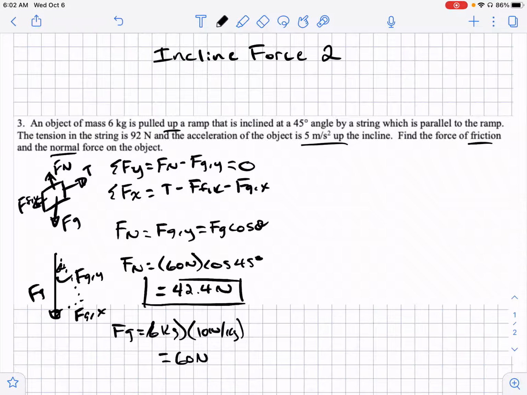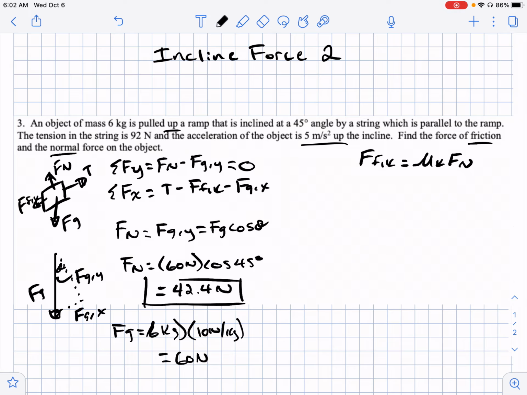And then we also need to find friction. So when you see that and it's asking you to calculate friction, one of the first thoughts that might come to mind is we have an equation for friction, right? So remember the kinetic friction is equal to the coefficient times the normal force. Now we have the normal force, but the problem didn't give us the coefficient, so we can't find the kinetic friction using that equation for friction. So let's go to our net force equation.